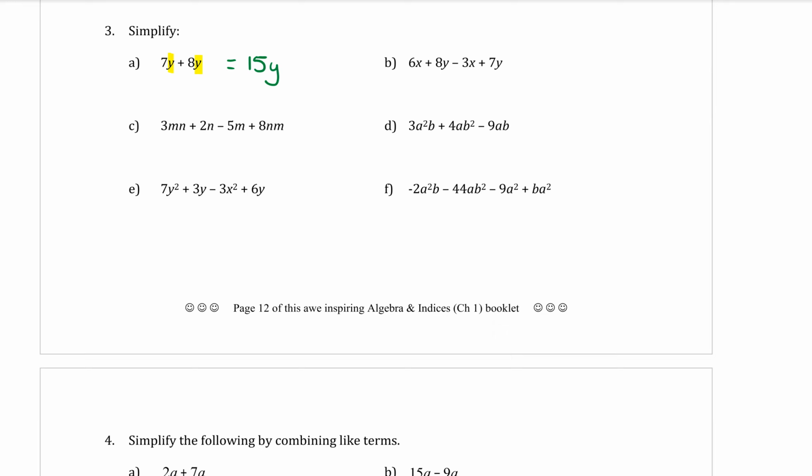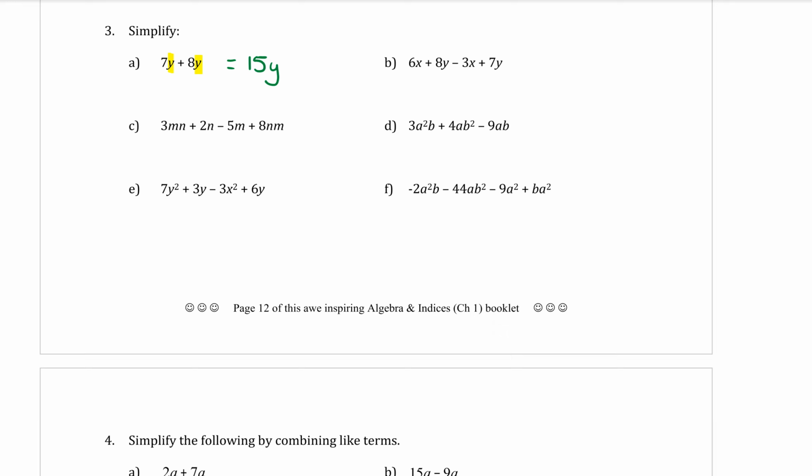It's like saying, what could Y stand for? Yachts? Yo-yos. All right, 7 yo-yos and 8 yo-yos makes 15 yo-yos. They're not yo-yo squares, okay? They're just yo-yos. All right?